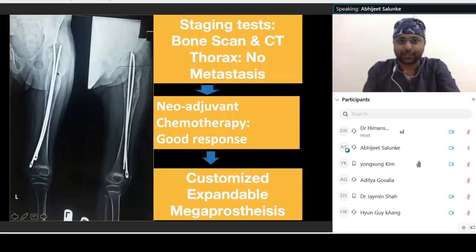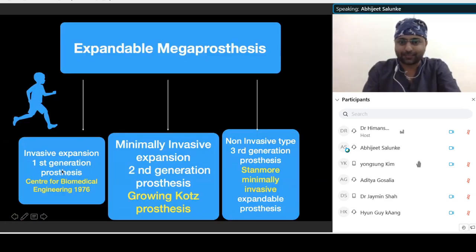So this was the radiograph. Post chemotherapy, a very good response. We thought that we can perform an expandable megaprosthesis for her. She was an 8 years old girl. So it was planned as a total femur expandable megaprosthesis, which was of the invasive type. So this is what we are using. Non-invasive ones are too costly for our patients, so we are not using this technique. We are using this minimally invasive expandable megaprosthesis.